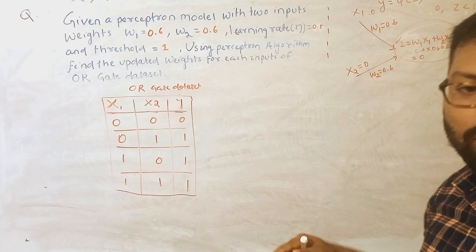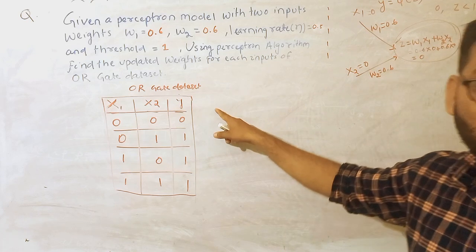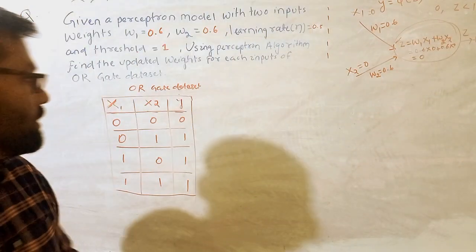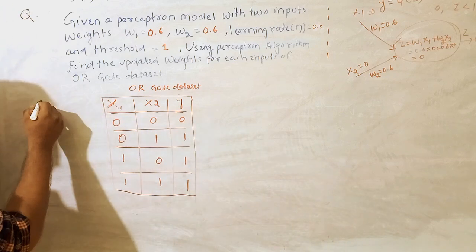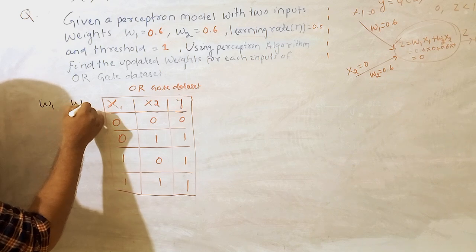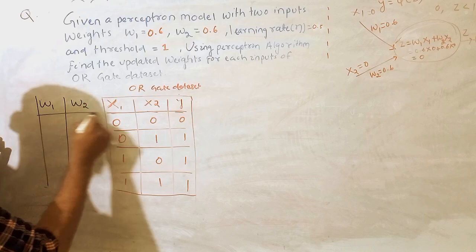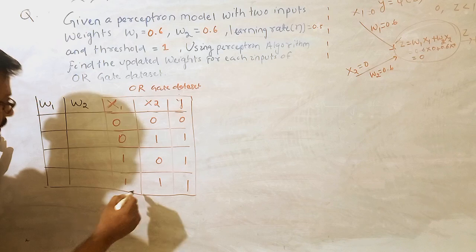Whatever values I am getting here, I can maintain in this tabular format for better understanding. Now I can add some points here. One is the initial weights, W1 and W2. Before we proceed with every step, we can maintain it in tabular form.